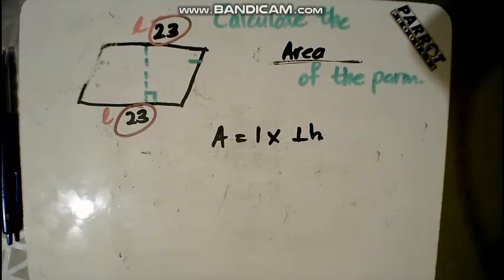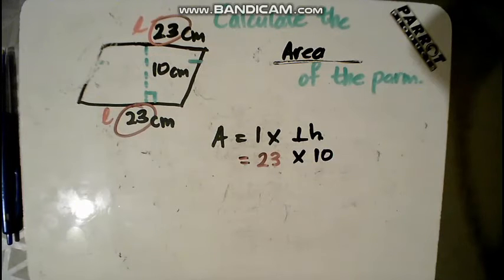Let's assume in this question they said that the perpendicular height was 10. And let's say the example said it's all centimeters. Right, let's substitute. So L will be the long side and the perpendicular height will be 10. Multiply the two numbers, we'll get 230. Don't forget that area is 2-dimensional, therefore we'll have centimeter to the little 2. Right, and that's how we do area of a palm.